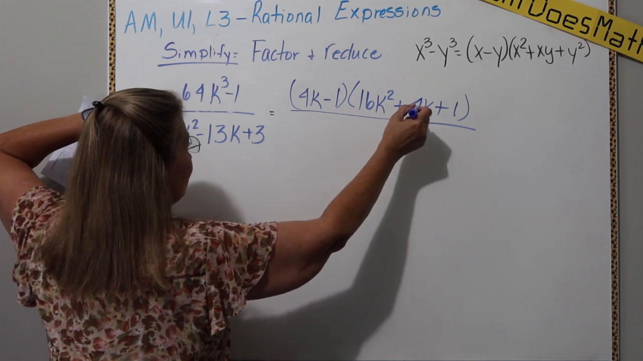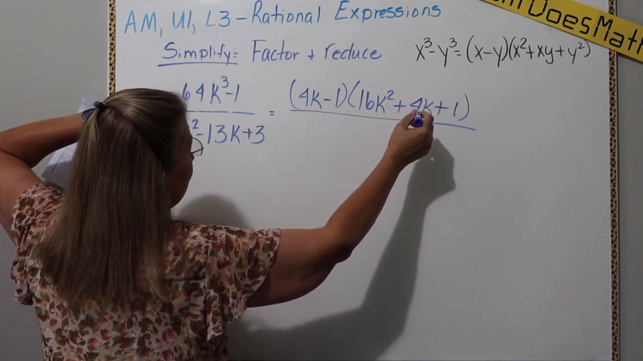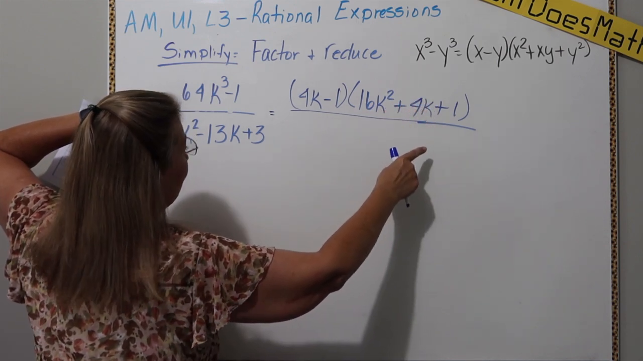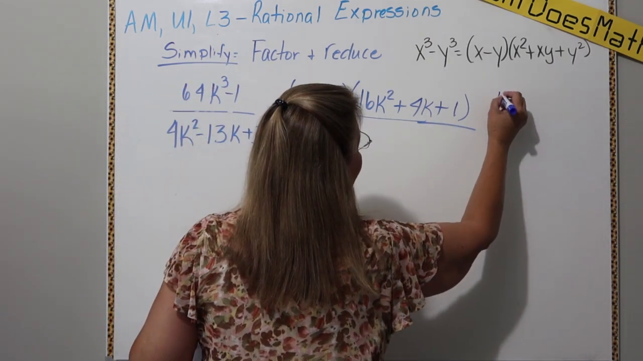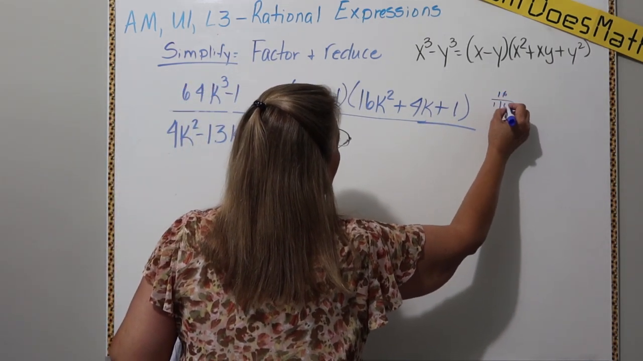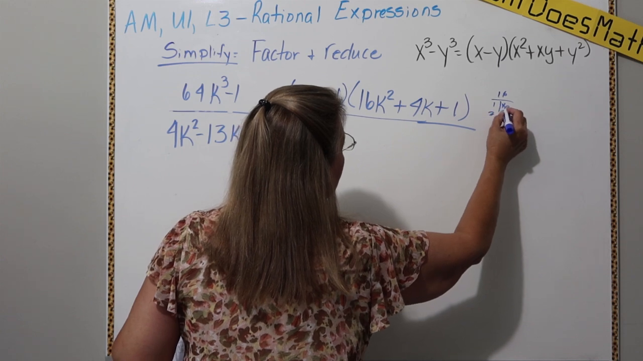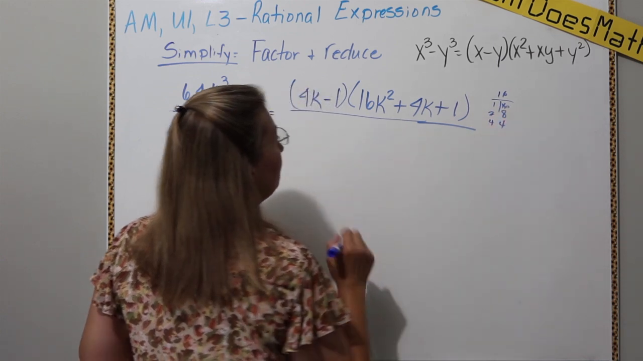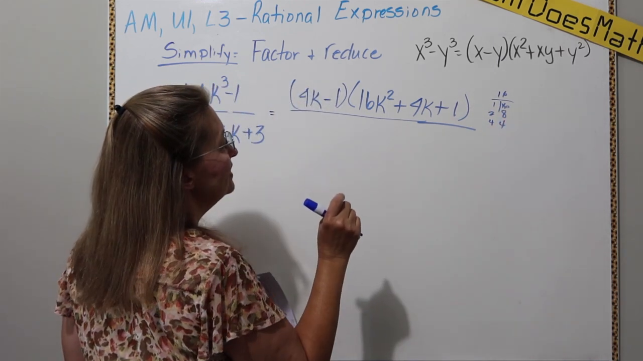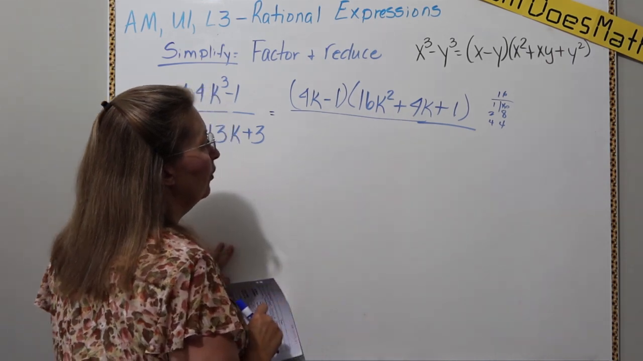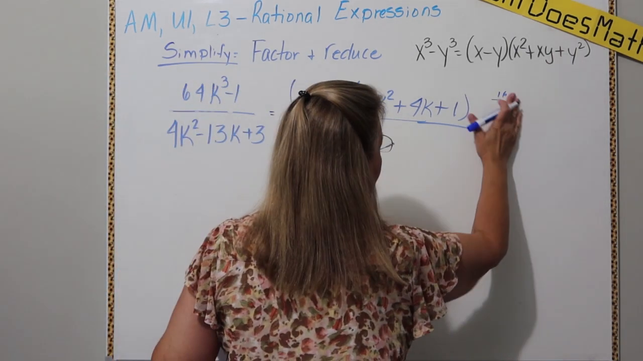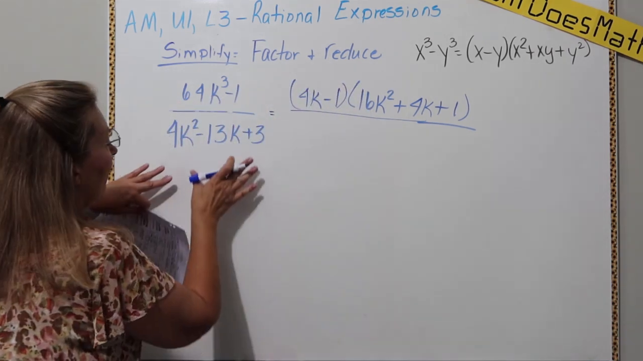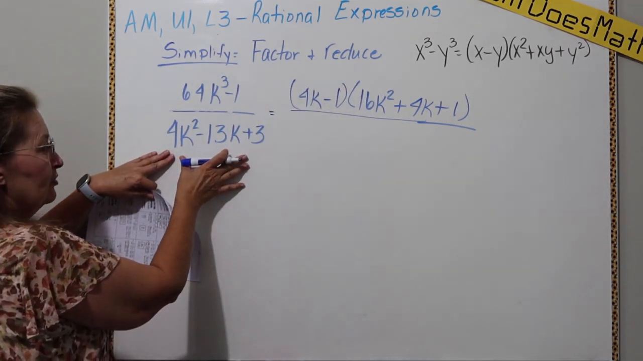All right. Then I need to see if this will factor anymore. It would be an AC method. So I would do 16 times 1, which would be 16. Is there a pair of numbers that will multiply to give me 16 but add up to give me 4? No, there's not. So I can't factor this. This is lowest terms.